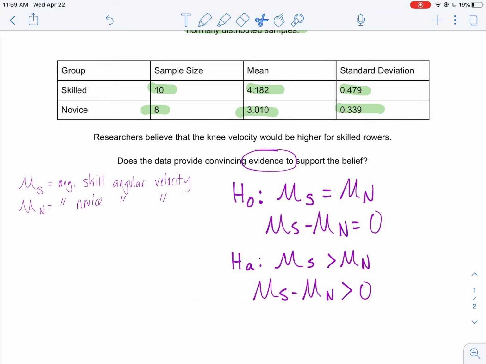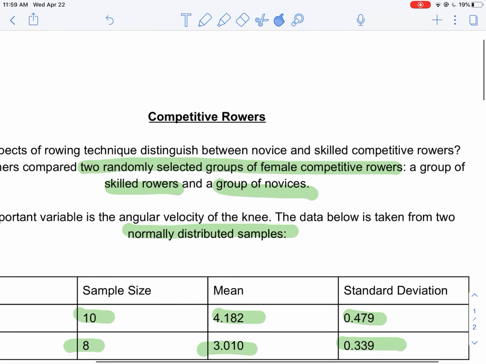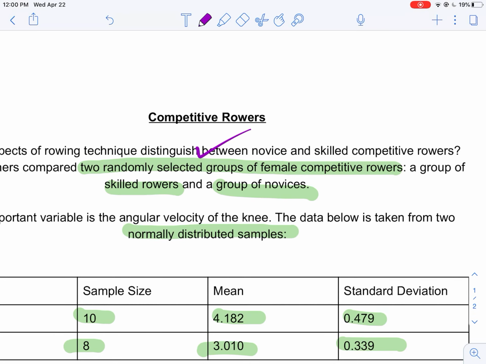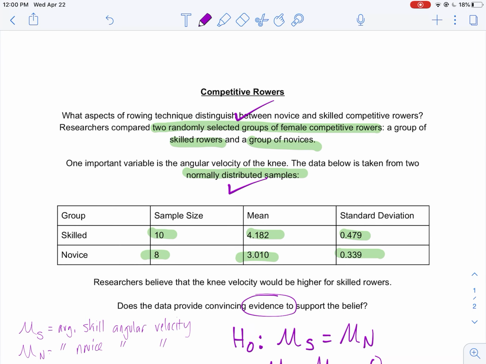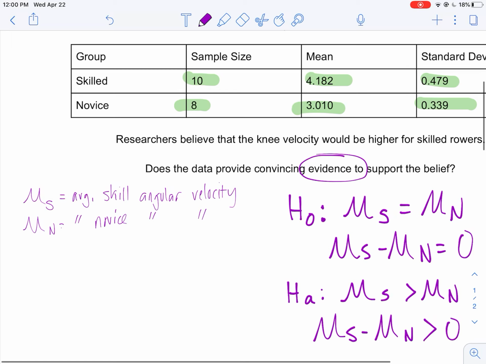All right, now the next step, I have to check my conditions. Let's go with random first. Is it random? Let's check up here. They tell me two randomly selected groups. I'm in pretty good shape here. Now I want to make sure that my sample size is greater than 30 or it's coming from a normal population. They're telling me my samples are normally distributed. They give me that. That's awesome. That means my samples are normally distributed, which means my populations are going to be normally distributed. I got both of those done. The only thing I really have to check now is my 10% condition.